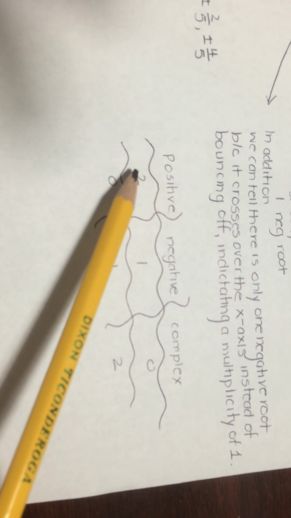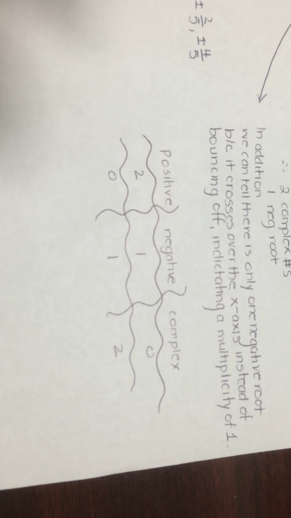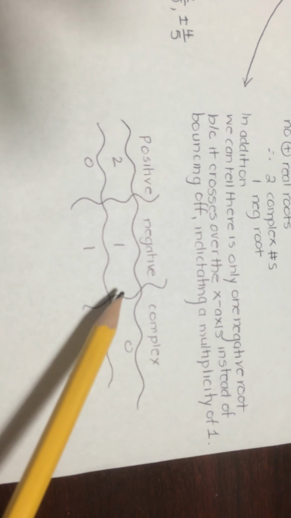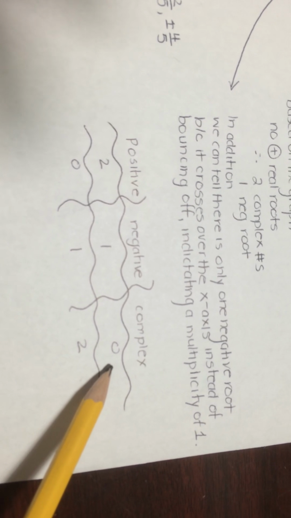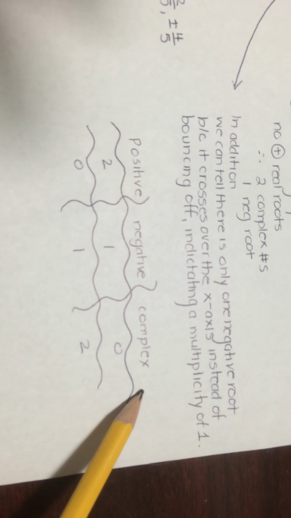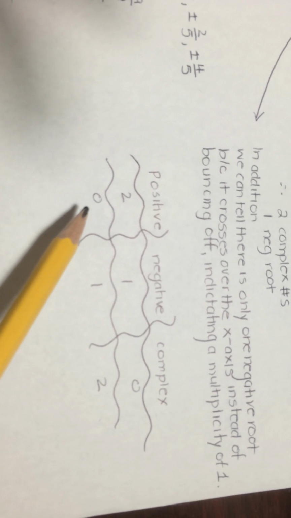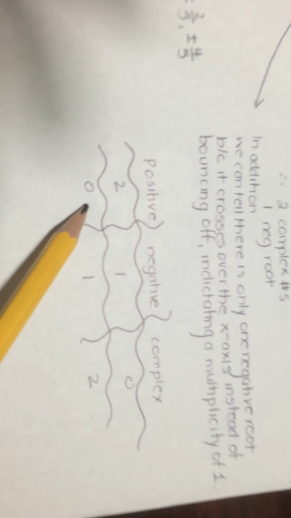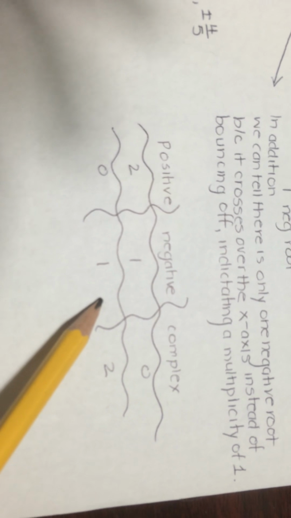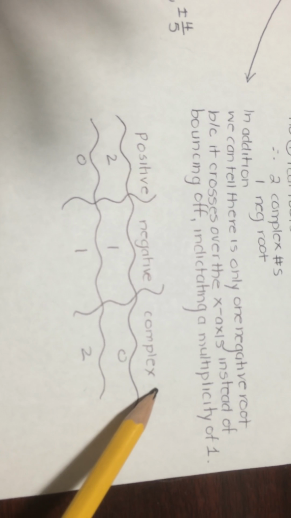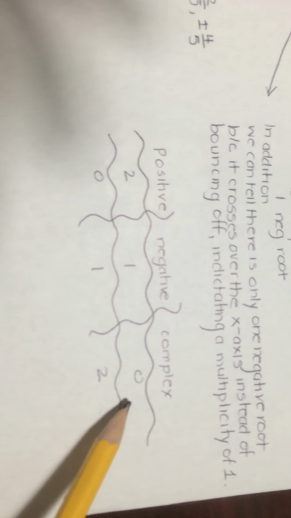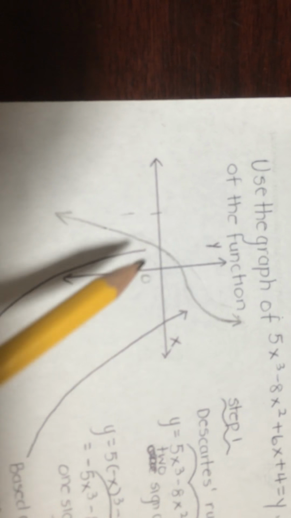This means that there are two possible solutions. The first one is you can have two positive real roots, one negative real root, and 0 complex roots. On the other hand, you can have 0 positive real roots, 1 negative real root, and 2 complex roots. How do we tell which case it is? We can look at the graph to determine that.